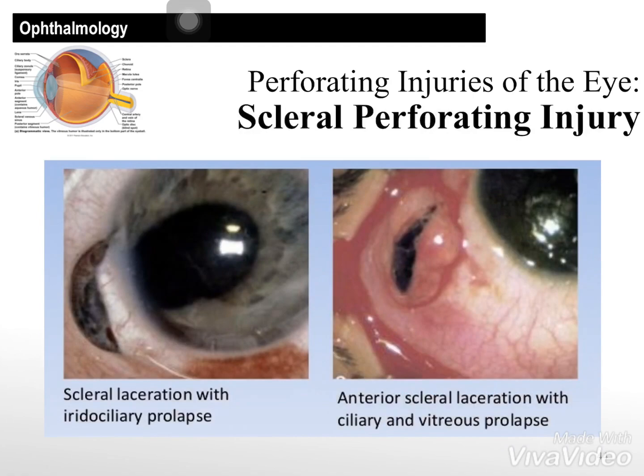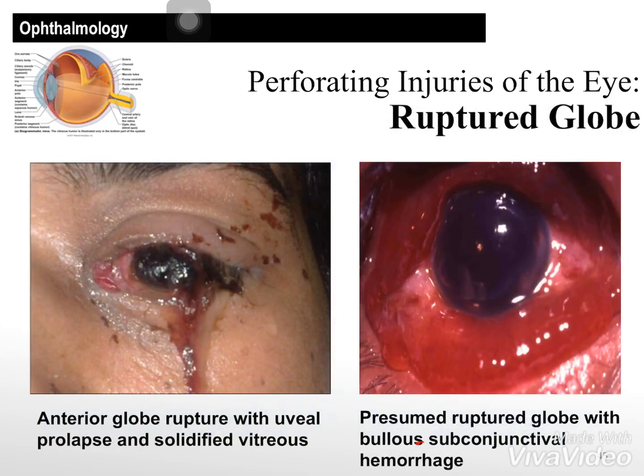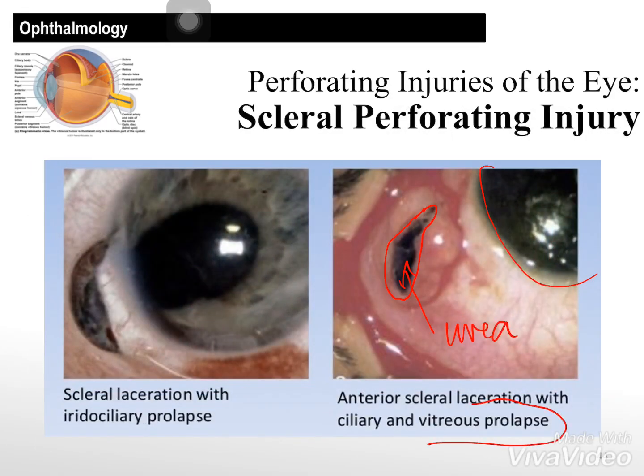How do you further detect scleral perforating injuries? These are examples. Sometimes the patient comes to you complaining of a foreign body hitting the eye, but you don't see anything in the cornea. The cornea looks okay. And then you see at the side of the white sclera a black material. No? That's already your uvea. Okay, that's a uvea protruding, and maybe you will be able to see some vitreous prolapsing.